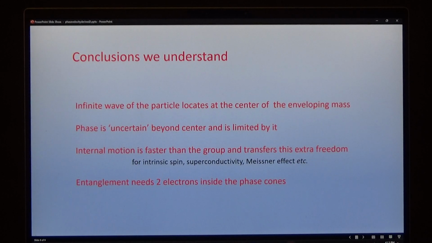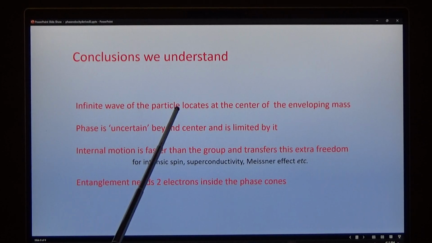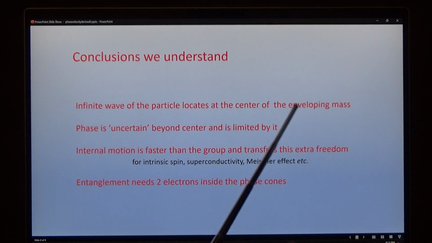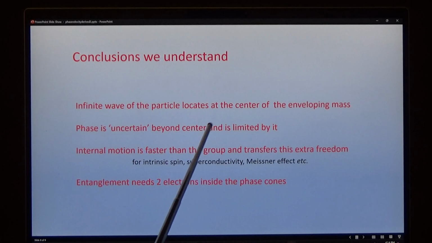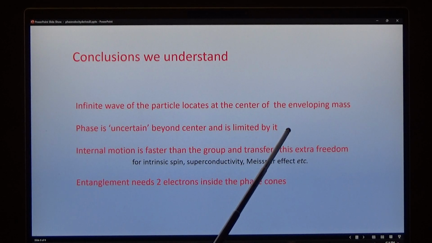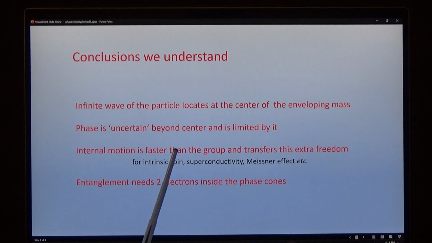Finally, the infinite wave of a particle locates at the center of the enveloping mass. Phase is uncertain beyond the center and is limited by it. Internal motion is faster than the group and transfers this extra freedom in intrinsic spin, superconductivity, and Meissner effect. Entanglement needs 2 electrons inside the phase cones.